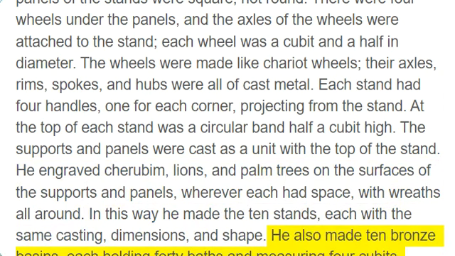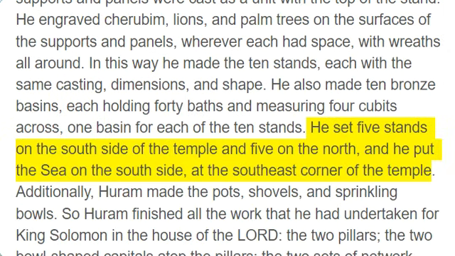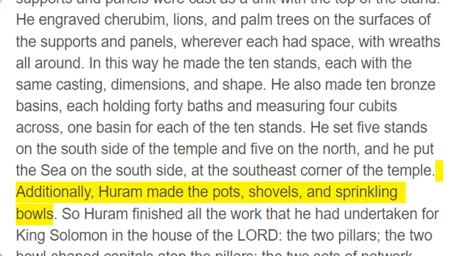He also made 10 bronze basins, each holding 40 baths and measuring 4 cubits across, 1 basin for each of the 10 stands. He set 5 stands on the south side of the temple and 5 on the north, and he put the sea on the south side, at the southeast corner of the temple. Additionally, Huram made the pots, shovels, and sprinkling bowls.